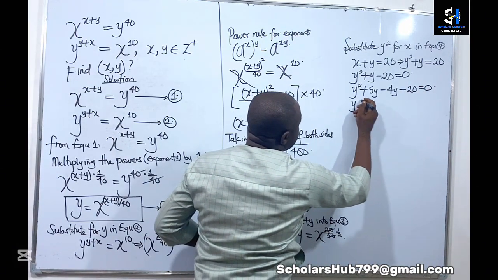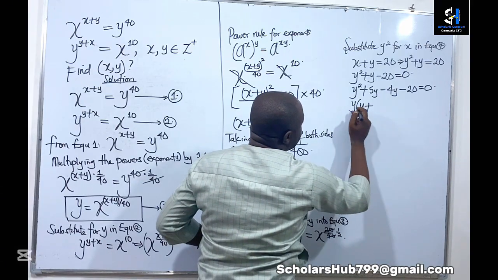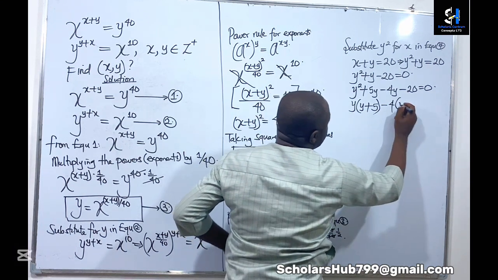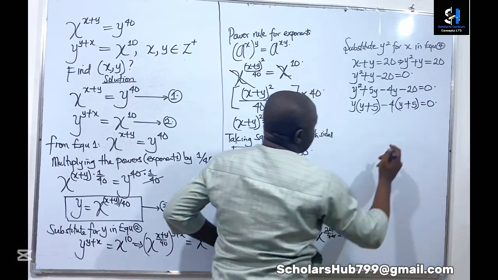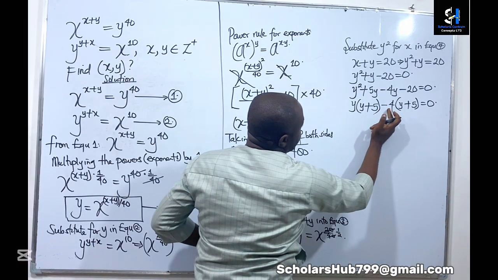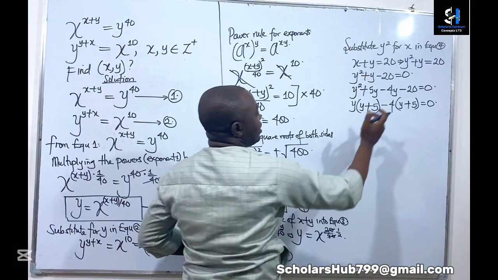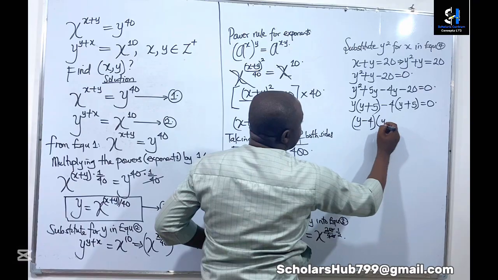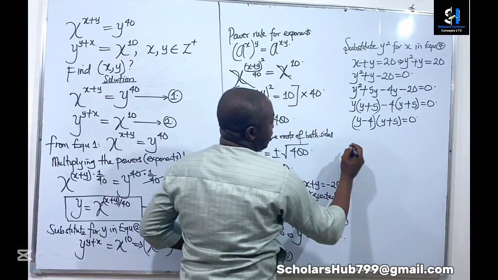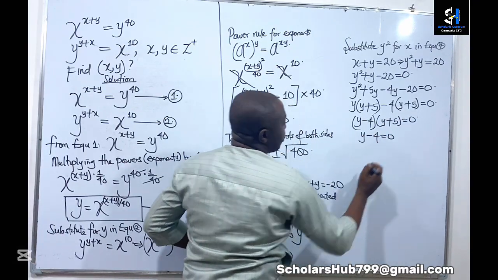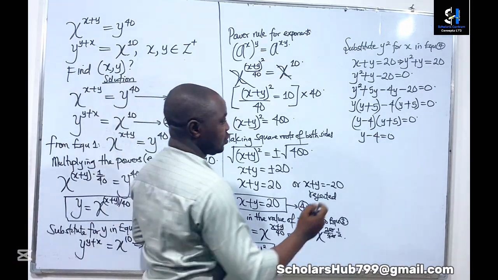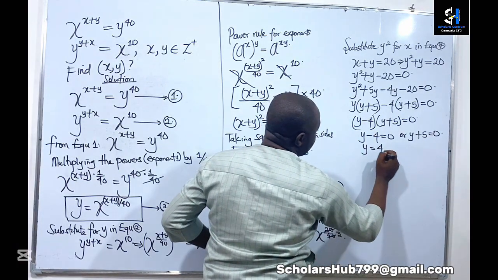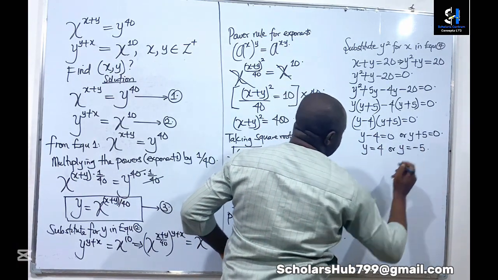So y squared divided by y will be y, and 5y divided by y will be plus 5. Then this will be minus 4 into (y plus 5) equals 0, because negative 4y divided by minus 4 will be 1y, and negative 20 divided by minus 4 will be plus 5. So this will be (y minus 4)(y plus 5) equals 0. I'm going to set y minus 4 equals 0, or y plus 5 equals 0. So y equals 4, or y equals minus 5.